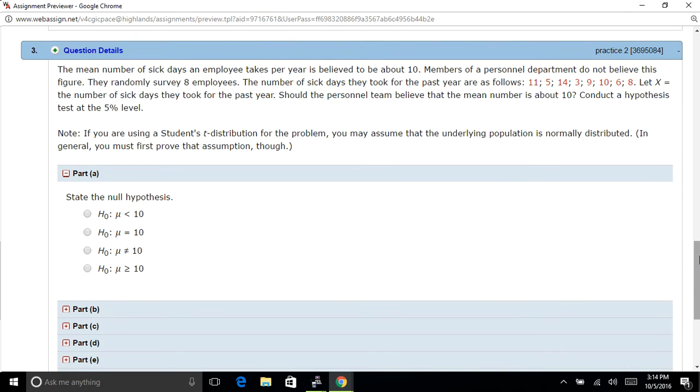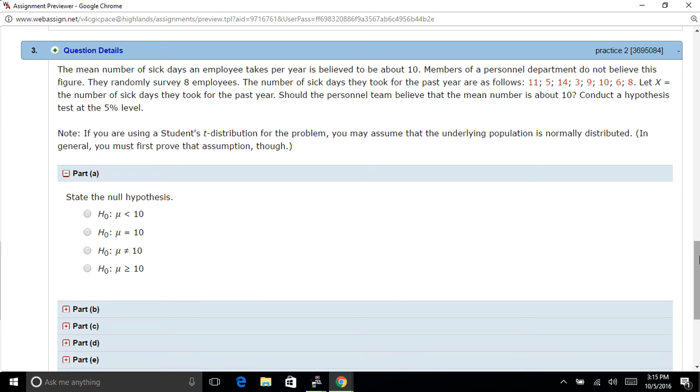The mean number of sick days an employee takes per year is believed to be about 10. Members of a personnel department don't believe this figure. They randomly survey 8 employees. The number of sick days they took from the past year are as follows: 11, 5, 14, 3, 9, 10, 6, and 8. Let X be the number of sick days they took the past year. Should the personnel team believe the mean number is 10? Conduct a hypothesis test at the 5% level.